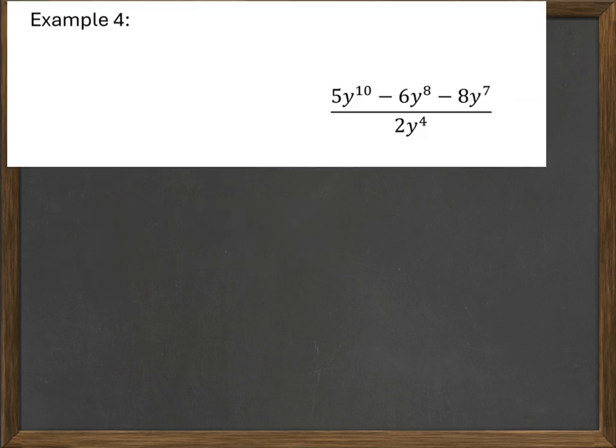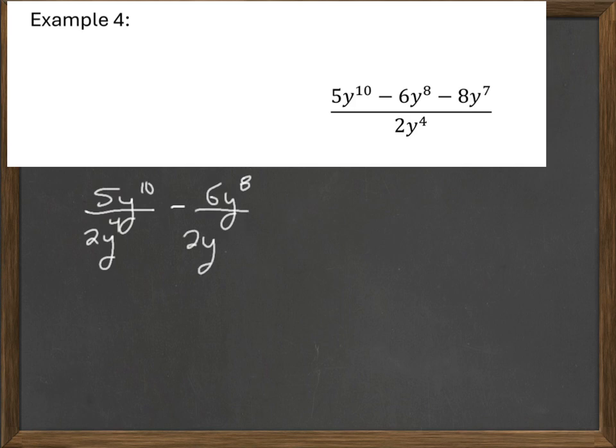All right, let's do another example. So now we're going to have 5y to the 10th power divided by 2y to the 4th minus 6y to the 8th power divided by 2y to the 4th power minus 8y to the 7th power divided by 2y to the 4th power. So 5 divided by 2 is just 5 over 2. Remember, we don't like decimals. We want to leave things as fractions, even if they are improper fractions, meaning the numerator is larger than the denominator. So then we apply our quotient rule.